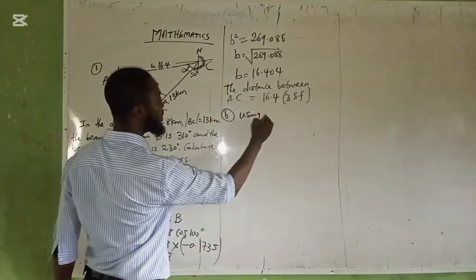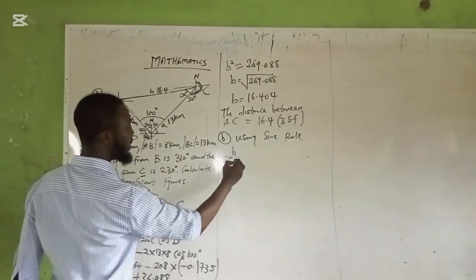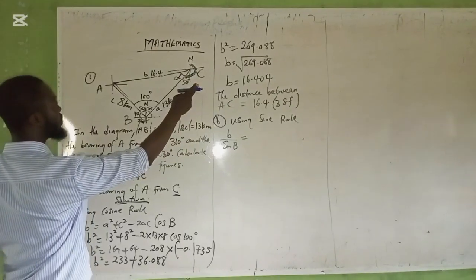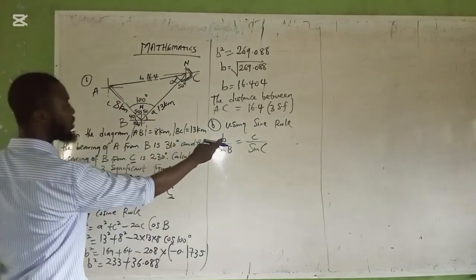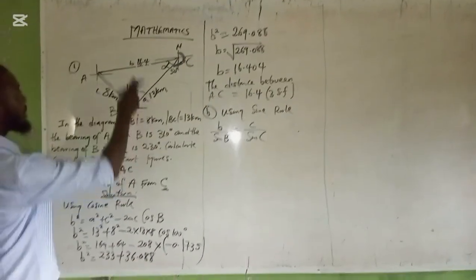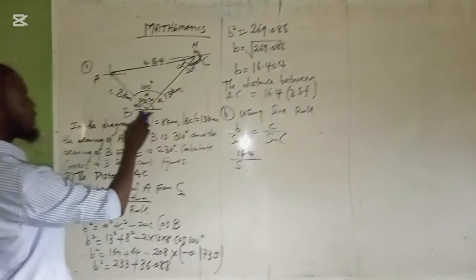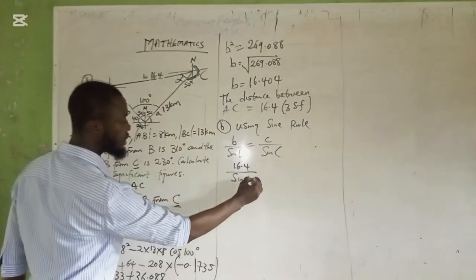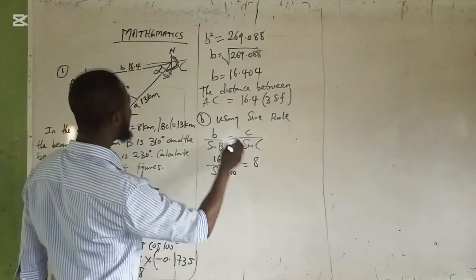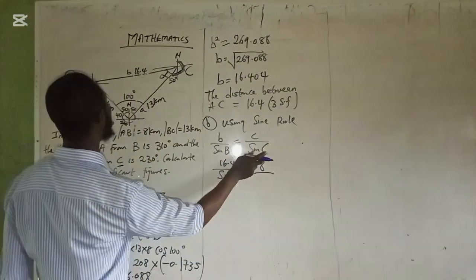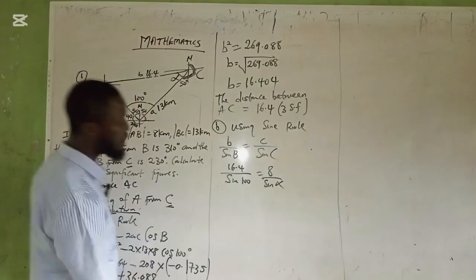sine rule. Using the sine rule, I will have b over sine B is equals to c over sine C. So b is the distance between A and C, that is 16.4, over sine B, angle B is 100, is equals to c, the distance between A and B, which is 8 kilometers, over sine C. This angle is opposite, and I will represent it with alpha.